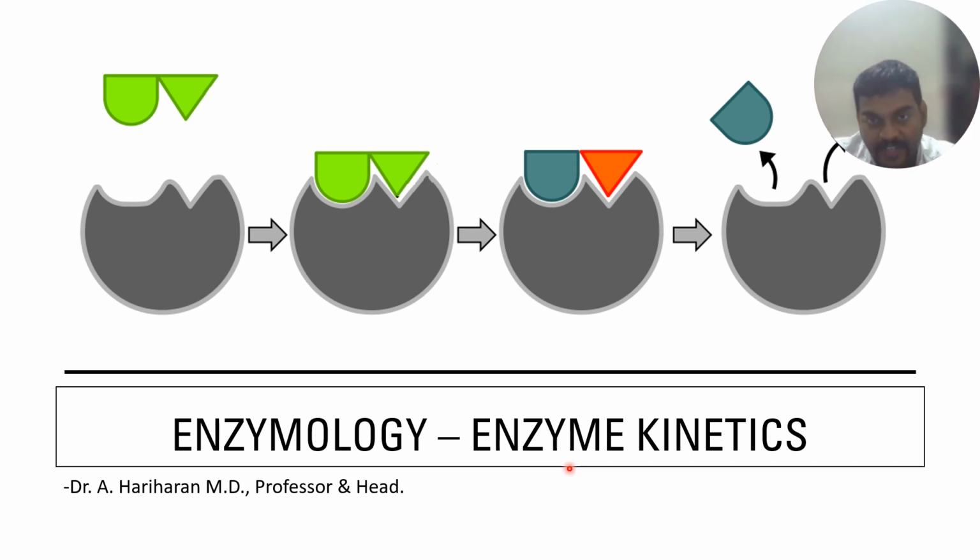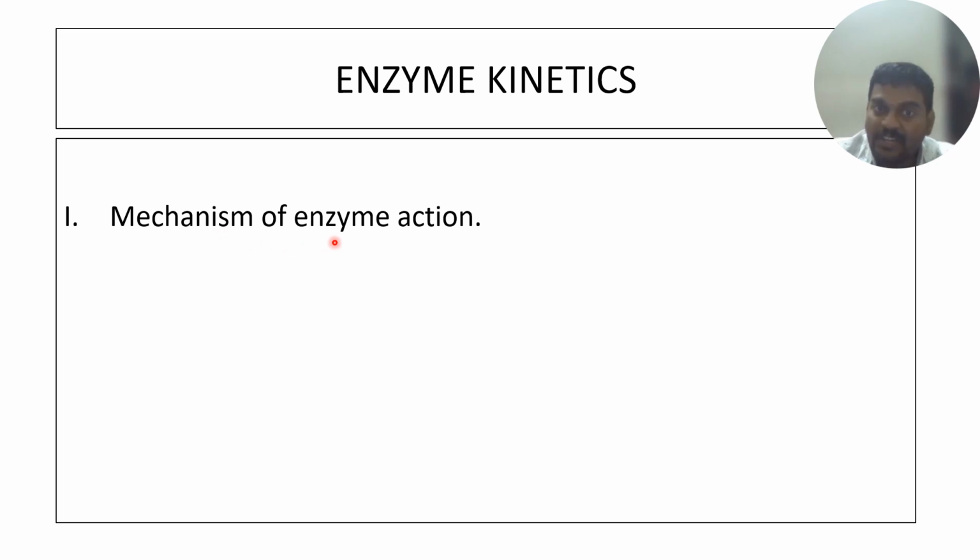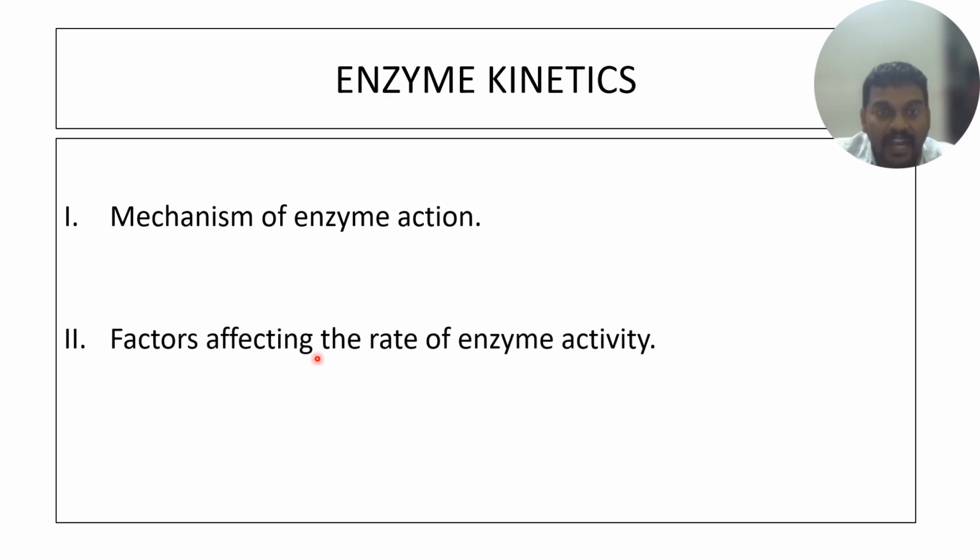So I told you in the definition, enzyme will fasten the rate of the reaction, right? So in enzyme kinetics, we are going to learn how enzyme is going to fasten the rate of reaction and what are the factors which are going to affect the enzyme activity. So in enzyme kinetics, we are going to learn what is the mechanism of action of enzyme, that is how the enzyme is going to fasten the rate of the reaction, and what are the factors which are going to affect the rate of the enzyme activity. So these 2 points we are going to learn in enzyme kinetics.